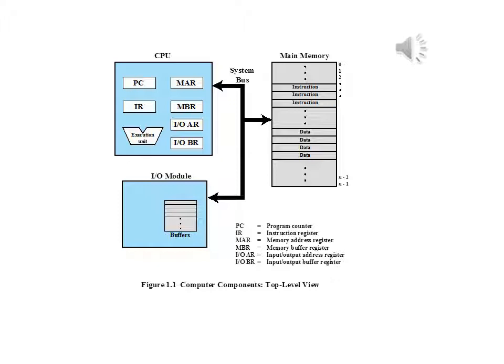An I/O module transfers data from external devices to the processor and memory, and vice versa. It contains internal buffers for temporarily holding data until they can be sent on.